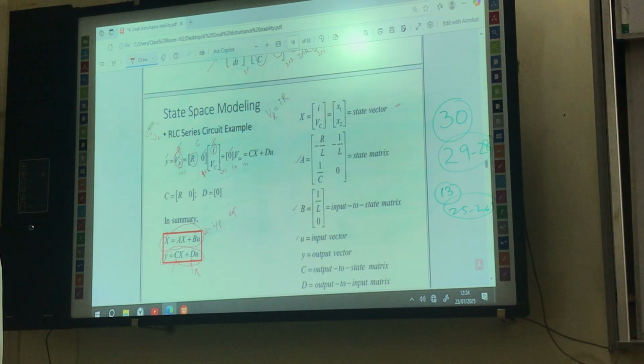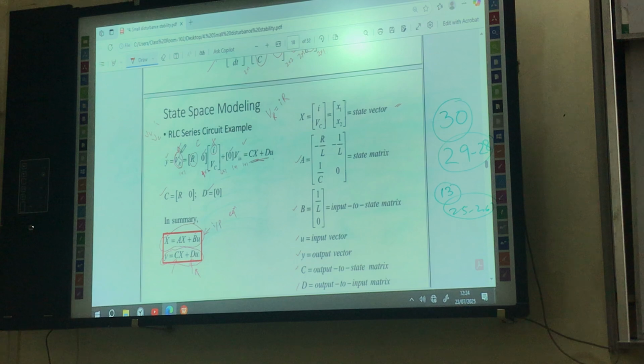But maybe if you take VL or VC as an output, at that time maybe we will get some D, right? So this is your output expression, and this is the general form. Cx plus Du. Okay. And what is C? C is [R 0] and D is 0. This Y is the output vector and C is the output to state matrix. Okay, and your D is the output to input matrix.